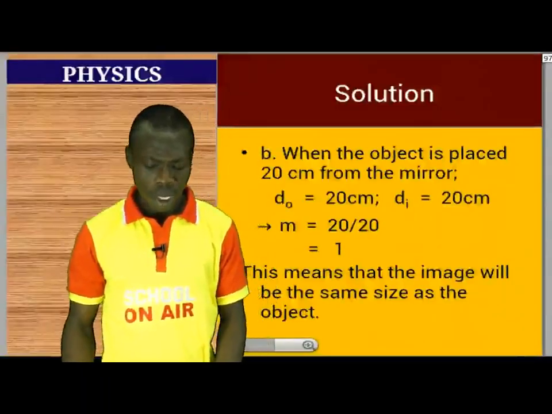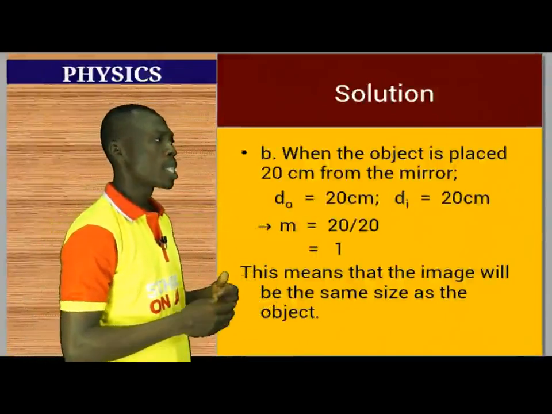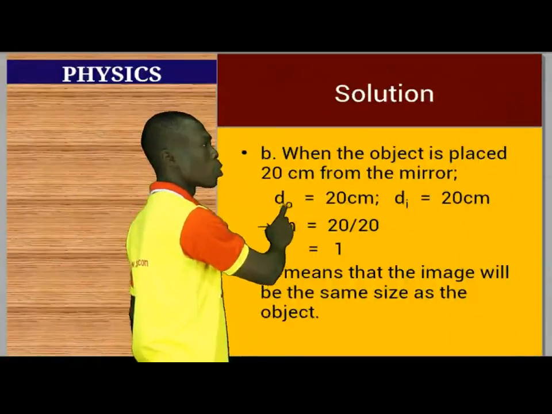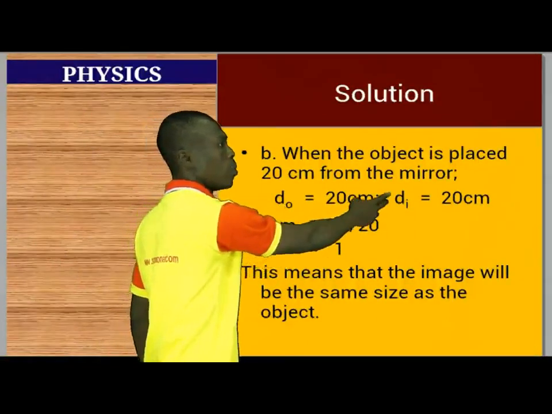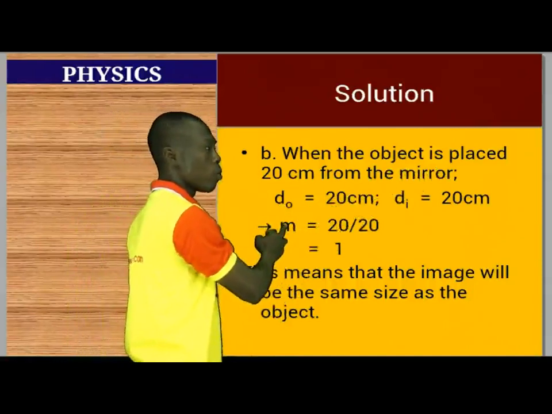Now, the other part of that question says, what will the magnification be if the object is placed 20 centimeters from the mirror? So in this case, the object distance is what? 20 centimeters, and the image distance still remains 20 centimeters. So our magnification will be what?